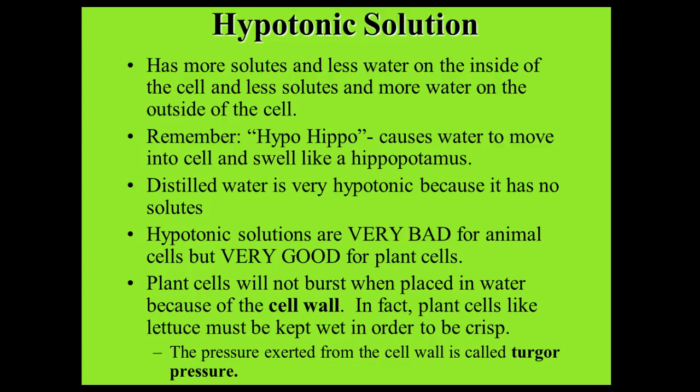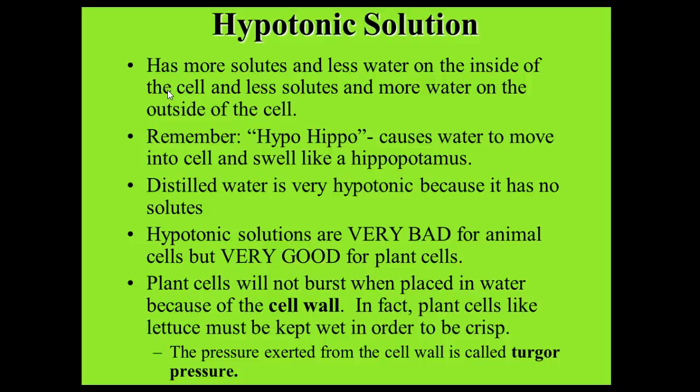By now you should know what a solute is versus a solvent. In a solution, you have a solvent and you have a solute. A solvent is like water. A solute is going to be like salt. Whatever you're mixing is your solute, and the solution would be salt water. So solutes are anything that's mixed into a solvent, or water. Hypotonic solutions are very bad for animal cells, but very good for plant cells.